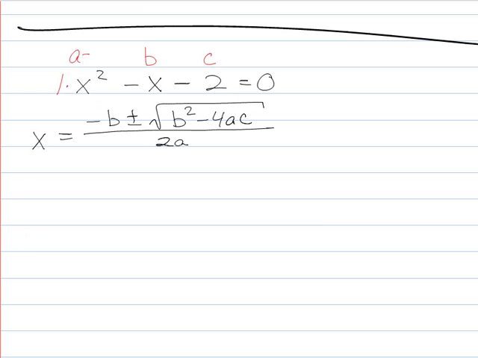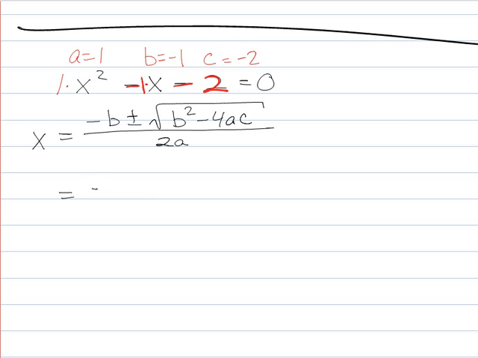Now hopefully I remember that a is 1. Now here's what's important. b here is actually negative 1, right? Because it's minus 1 times x. And then c is also going to be negative. It's going to be negative 2, right? Because our generic formula had all plus signs. So if we have a minus sign, we need to take account of that.